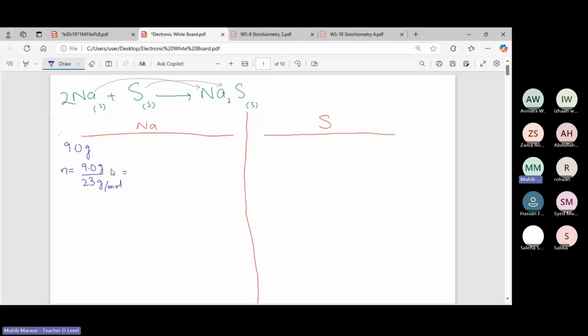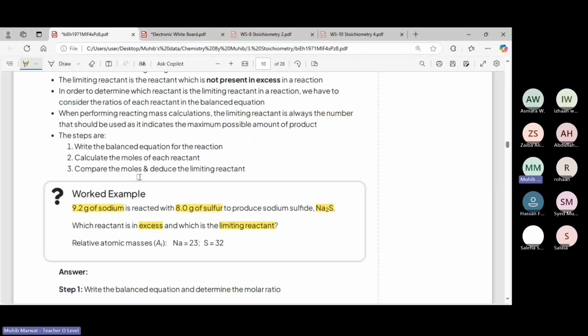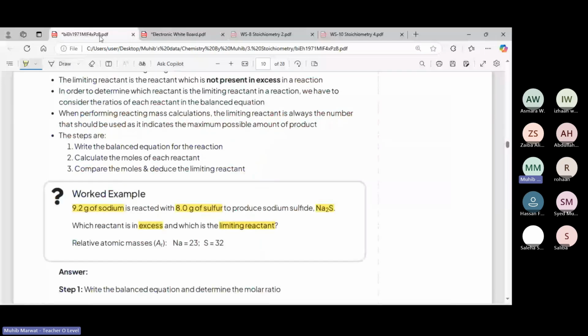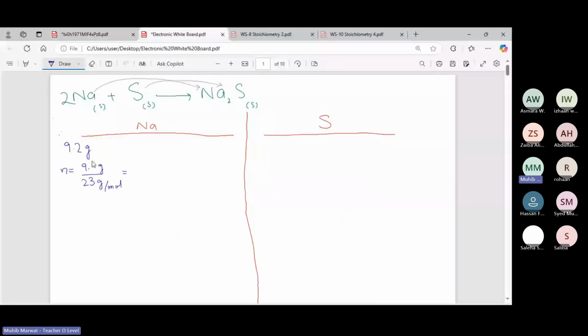Anybody? So wasn't it 9.2 grams? No, just be sure. Sir, in the calculation you wrote 9 grams. It's 9.2 grams. All right. Excellent, dear student. I'm sorry about that. Yes, 9.2 grams. Now divide it. What is the answer, please? 0.4. I want you to practice calculations. Although I have a calculator, I want you to do it for me. So the number of moles is 0.4, right?